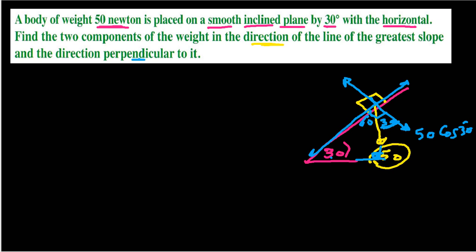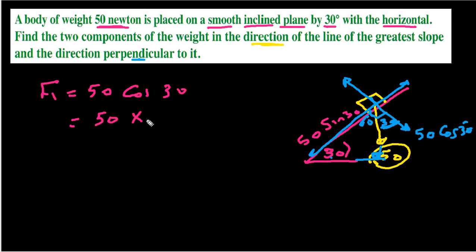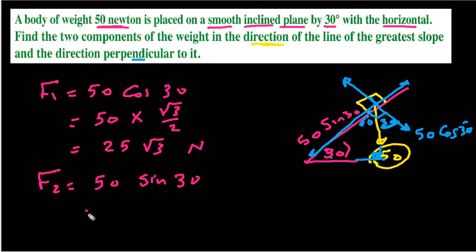And in this direction here, you will write 50 sine 30. Then F1 is equal to 50 cosine 30, which is equal to 50 times cosine 30, which is root 3 divided by 2, then it will be 25 root 3 in this direction here, newtons. And the second component, F2, which is equal to 50 sine 30. Sine 30 is equal to half, then multiply it by half, it will be 25 newtons. I think it is clear to you. Then you must know the two perpendicular directions which you will use to resolve them.